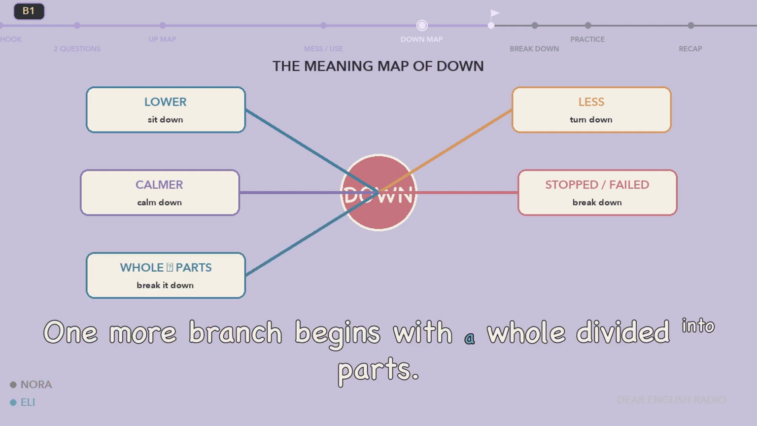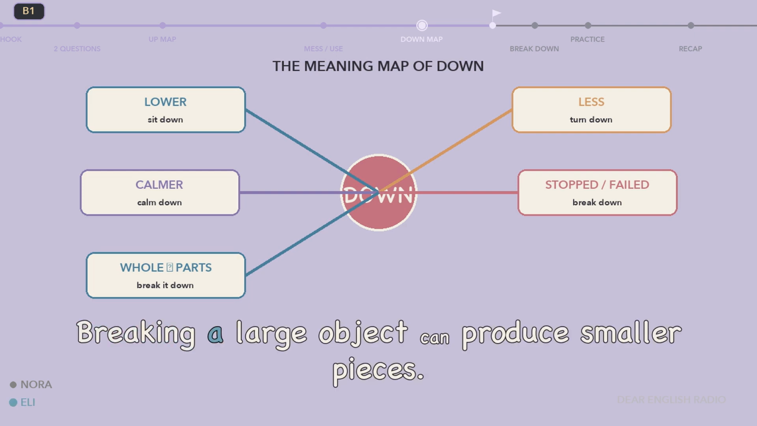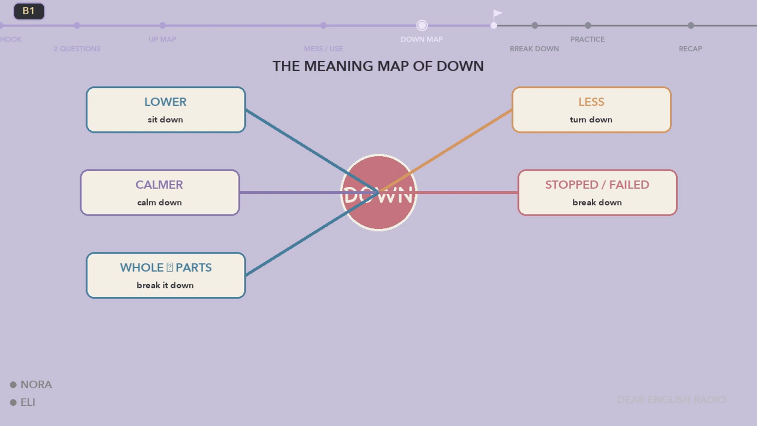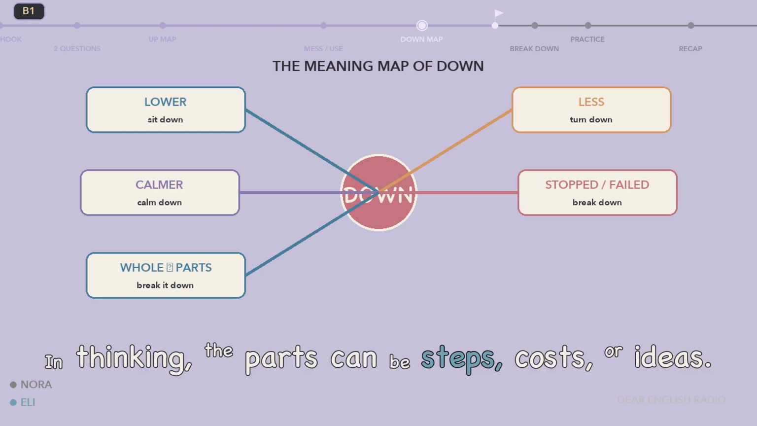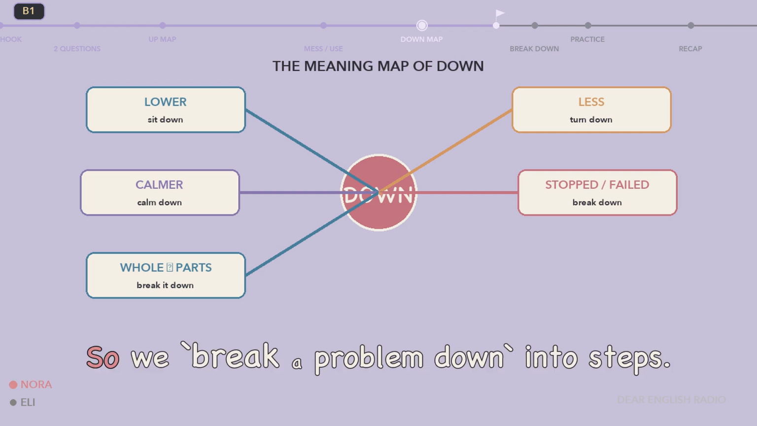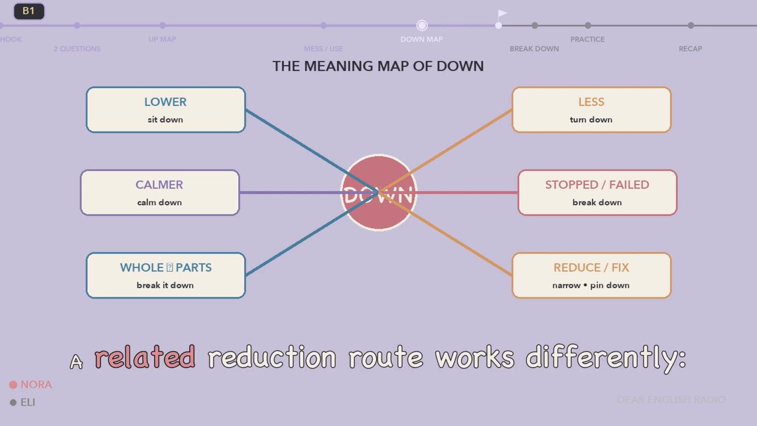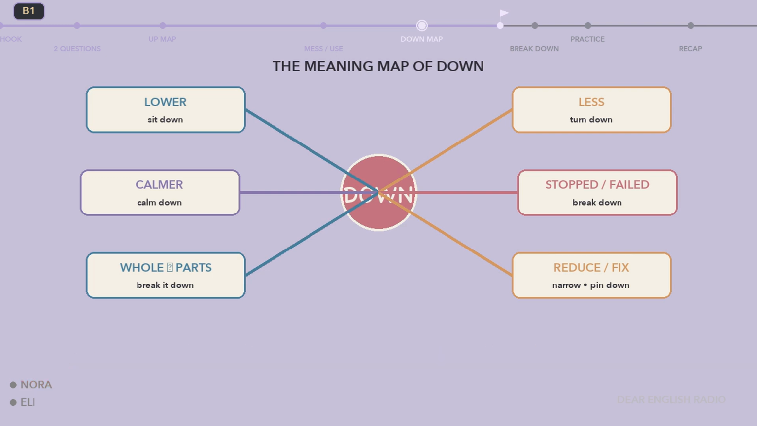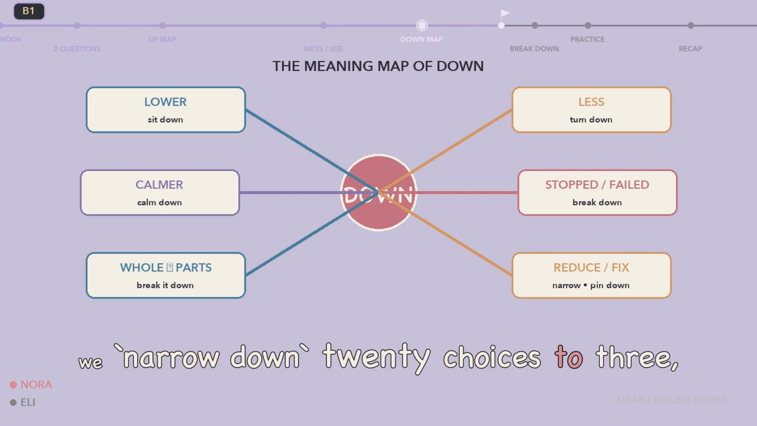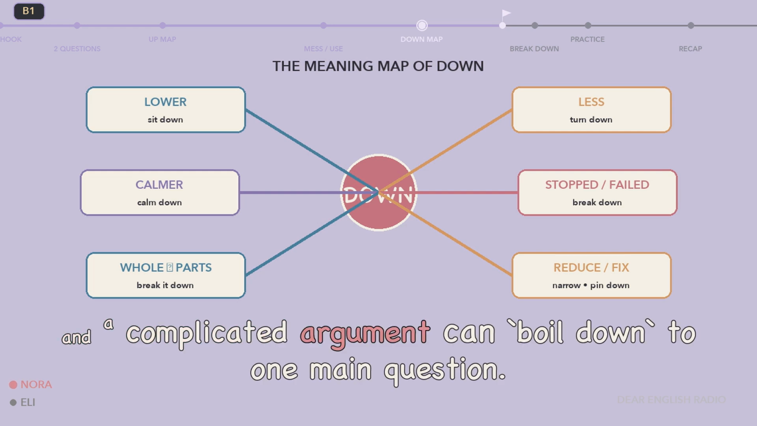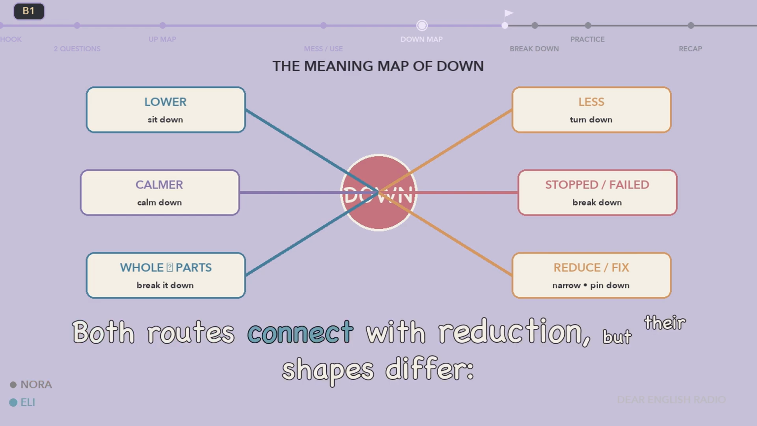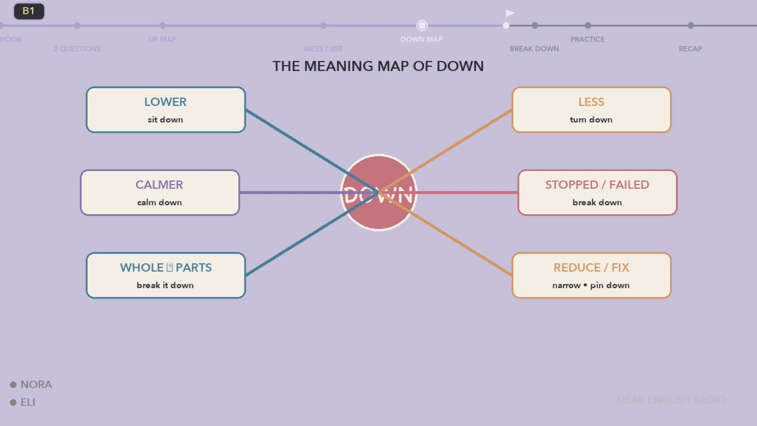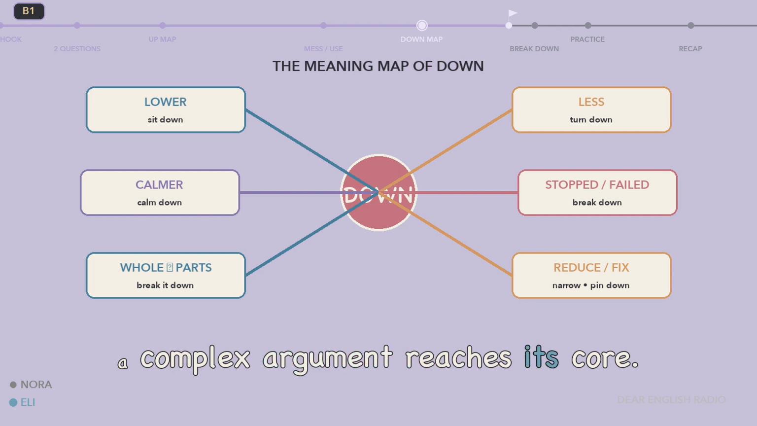One more branch begins with a whole divided into parts. Breaking a large object can produce smaller pieces. In thinking, the parts can be steps, costs, or ideas. So we break a problem down into steps. A related reduction route works differently. We narrow down 20 choices to 3, and a complicated argument can boil down to one main question. Both routes connect with reduction, but their shapes differ. One whole becomes parts. A set becomes smaller. A complex argument reaches its core.